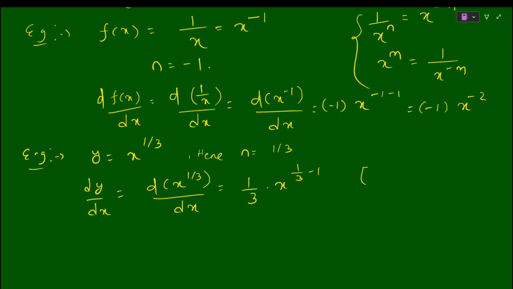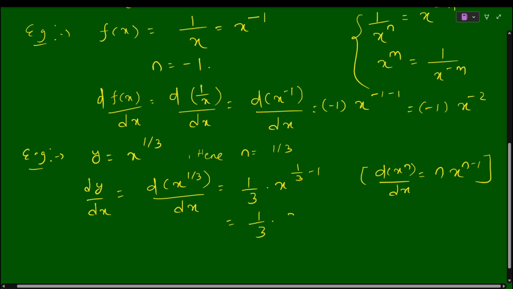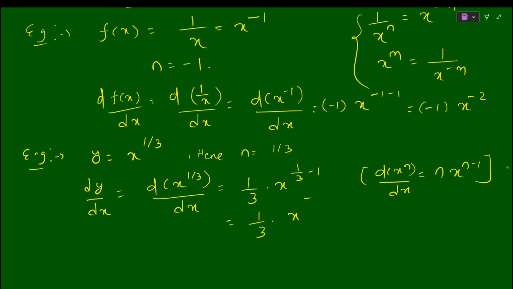According to the formula, it will be n x to the power n minus 1. Everywhere we are using the same formula: the derivative of x to the power n with respect to x is n x to the power n minus 1. Now just find this value. It is 1 by 3 minus 1, so 1 minus 3 over 3, which gives minus 2 by 3.